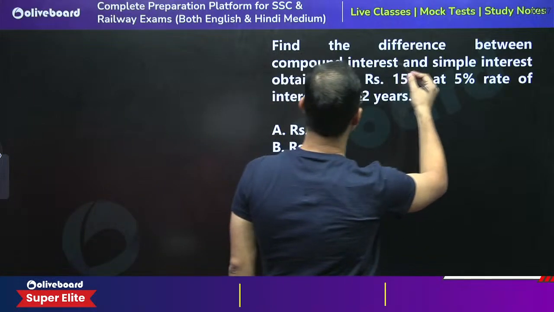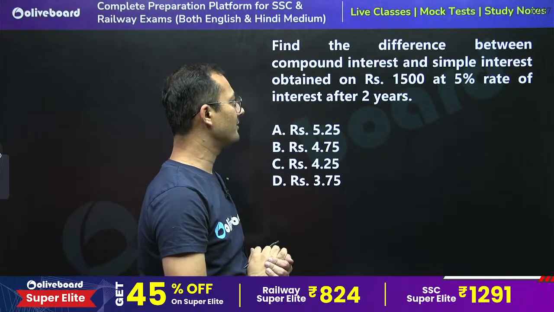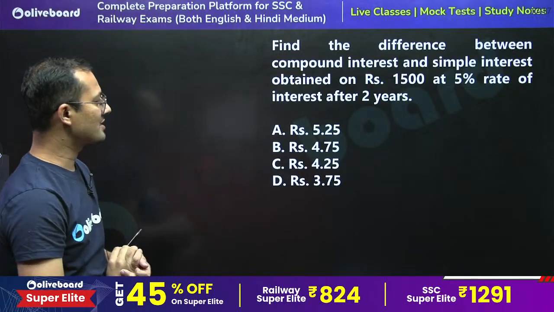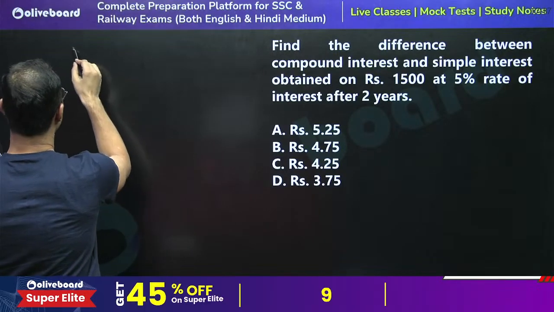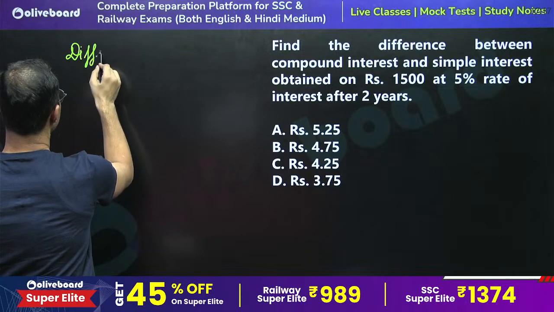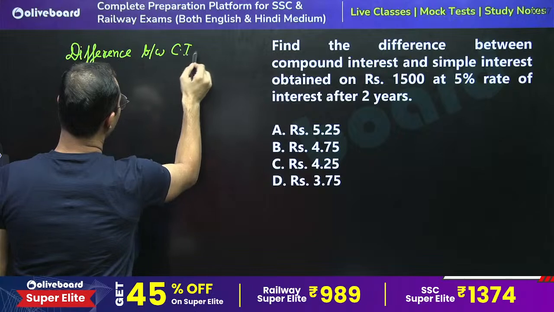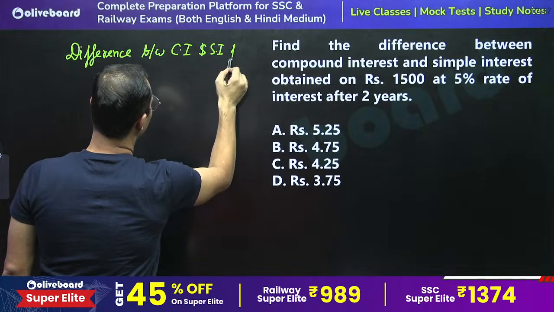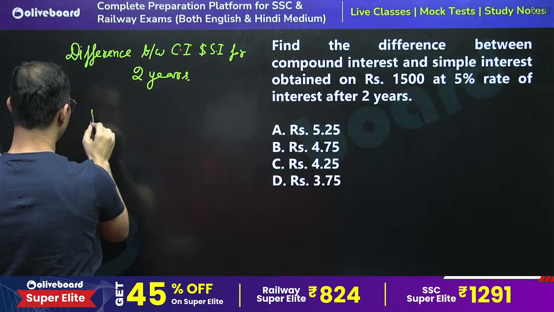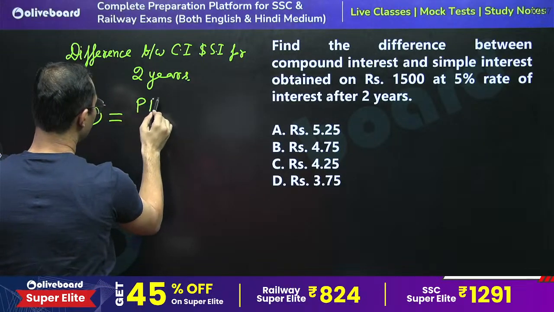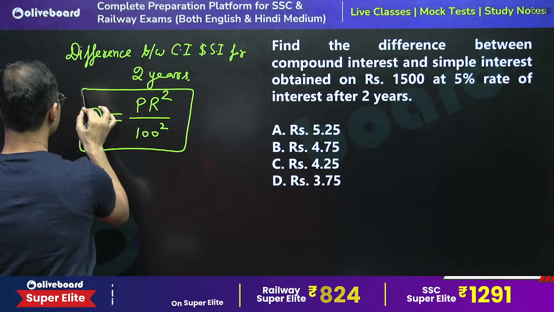Find the difference between the compound interest and simple interest obtained on rupees 1500 at 5% rate of interest after 2 years. See, whenever the question is asking for the difference between CI and SI for 2 years, there is a shortcut or direct formula. D, which stands for difference, is equal to PR square upon 100 square. So simply apply this formula, right?